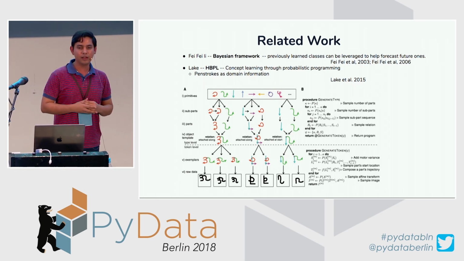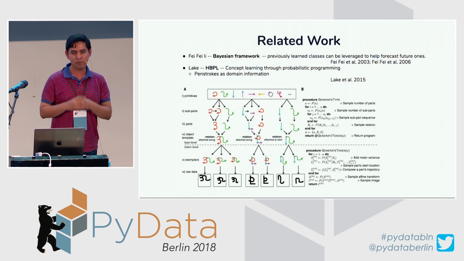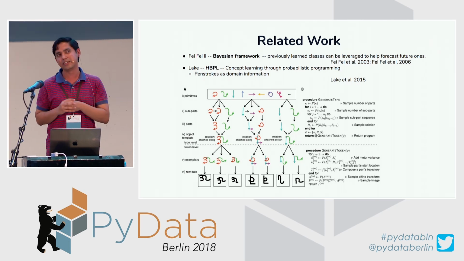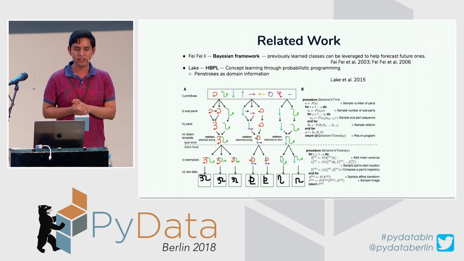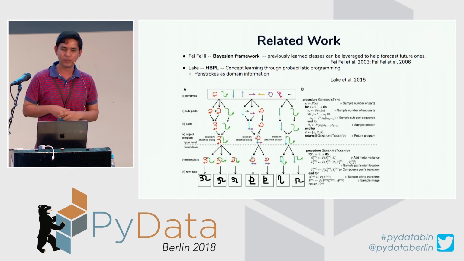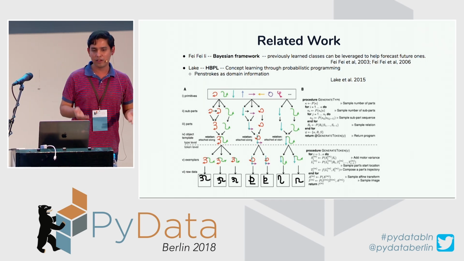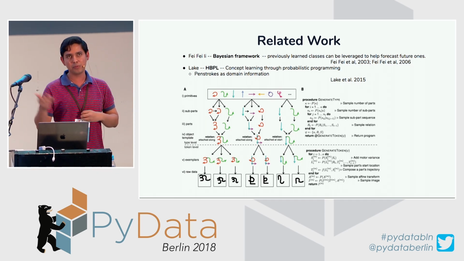Second thing was Brenden Lake. This paper basically revolutionized the few-shot learning methods. His paper was about hierarchical Bayesian program learning. Basically, concept learning through probabilistic programming.